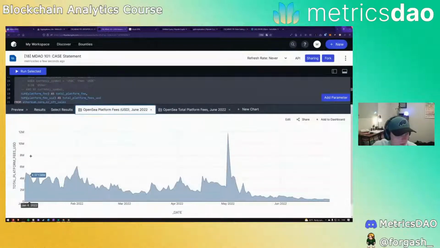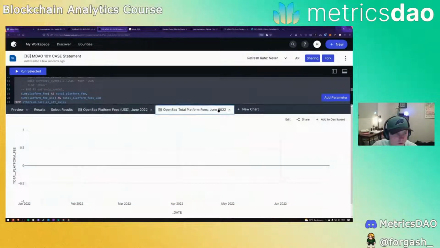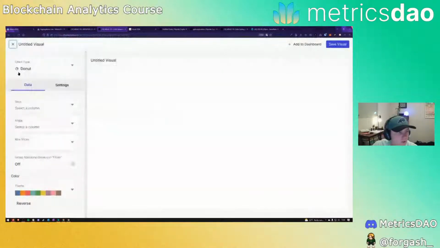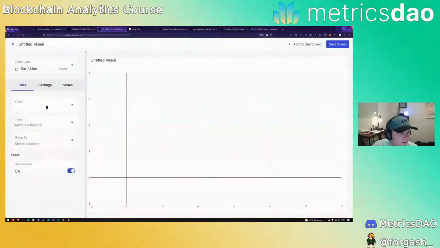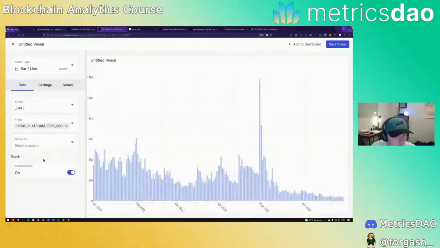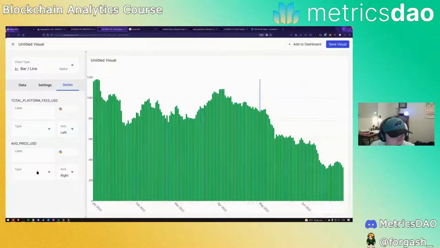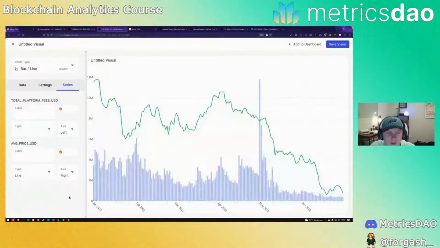And on here, OpenSea platform fees. Been changing the data around. So now we can kind of take a look at this. X-axis, we'll put the date. We will go total platform fees in dollars. Go into settings and the price, because fees are in millions, price is in thousands, so we need to put that on another axis, and then let's make it a line.